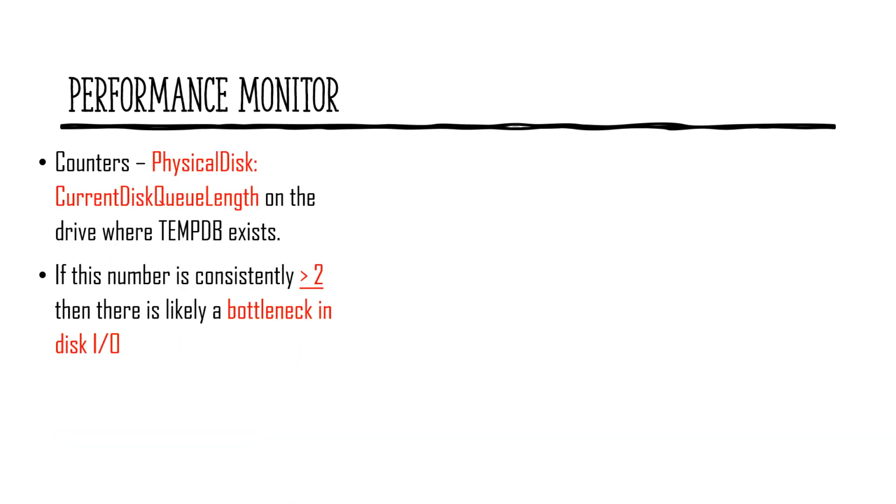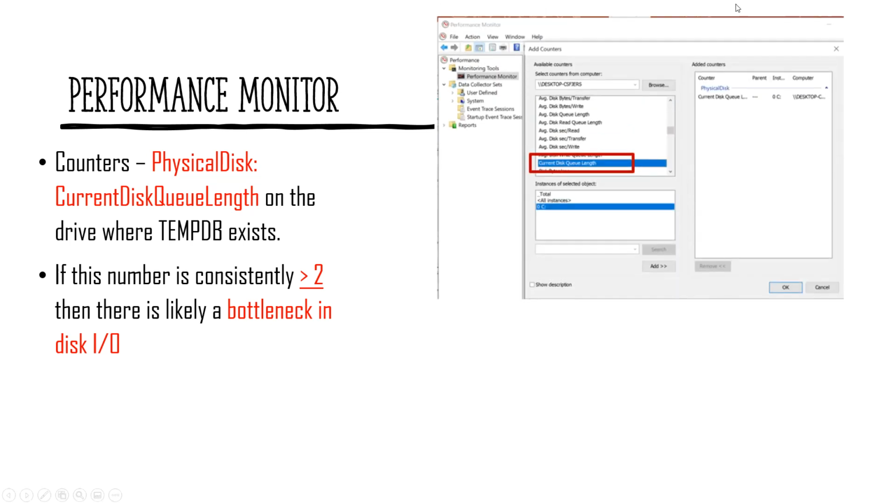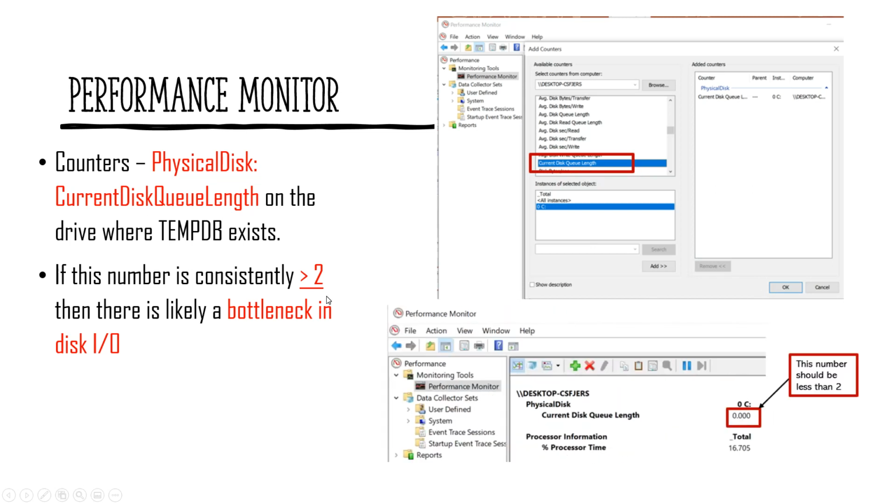And we can use the Performance Monitor. Set the counter, the physical disk, current disk queue length on the drive where TempDB exists. For me, my TempDB is on the C drive, so I selected that, and here you can see the current disk queue length. Click on OK, and when you see the result set, make sure that the number you see here is less than 2. If you consistently see this value greater than 2, that means there is a bottleneck in the disk I/O.